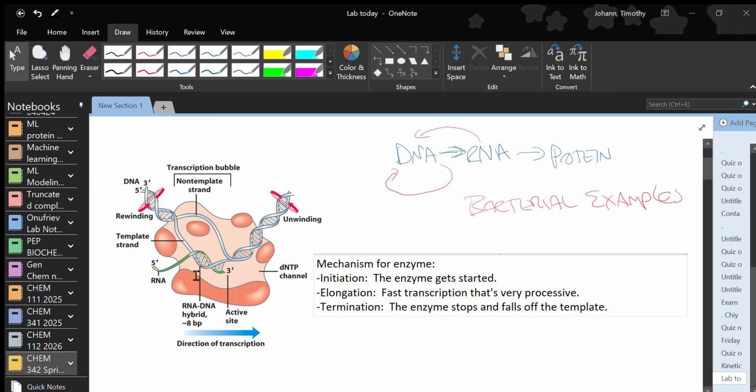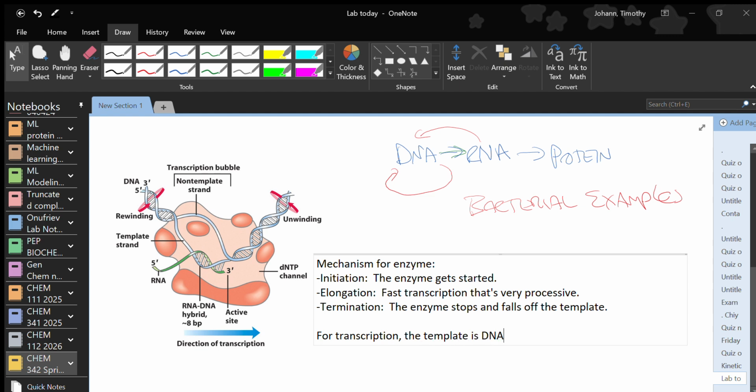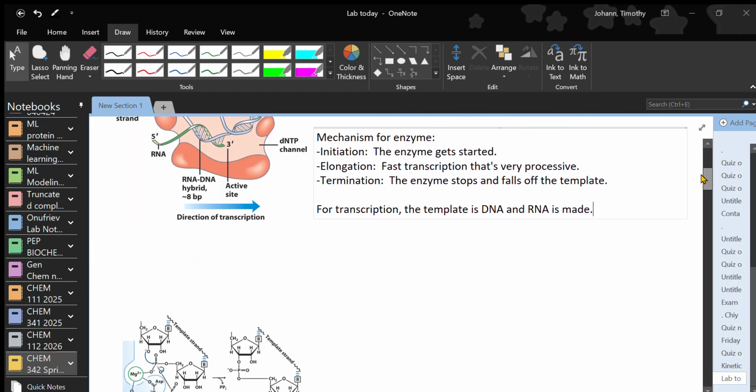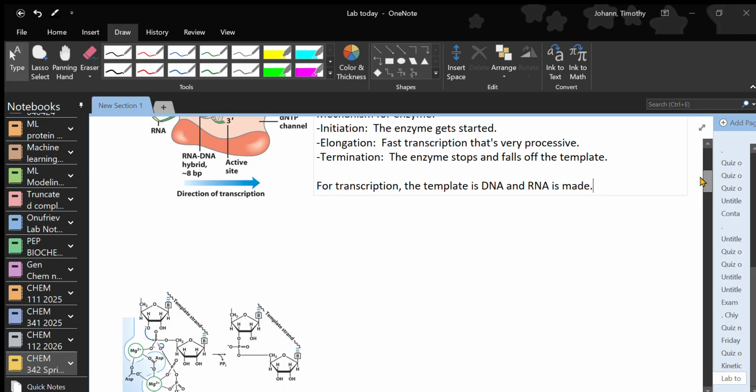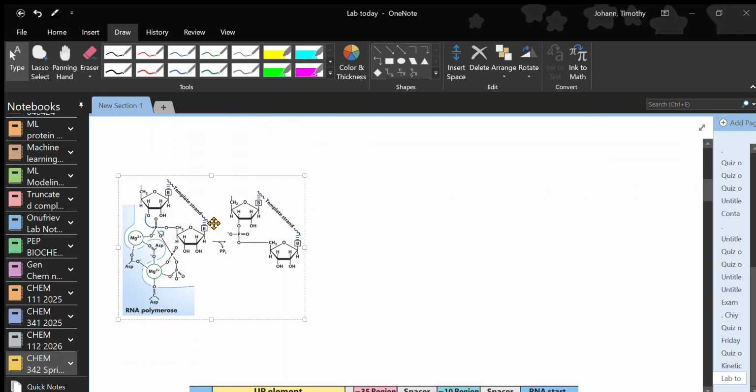In all cases here, we're talking about transcription. Our template is going to be DNA. You know this is DNA, and when we say the word transcription, we mean RNA is made. Questions generally? Okay, this is the mechanism of adding a base.